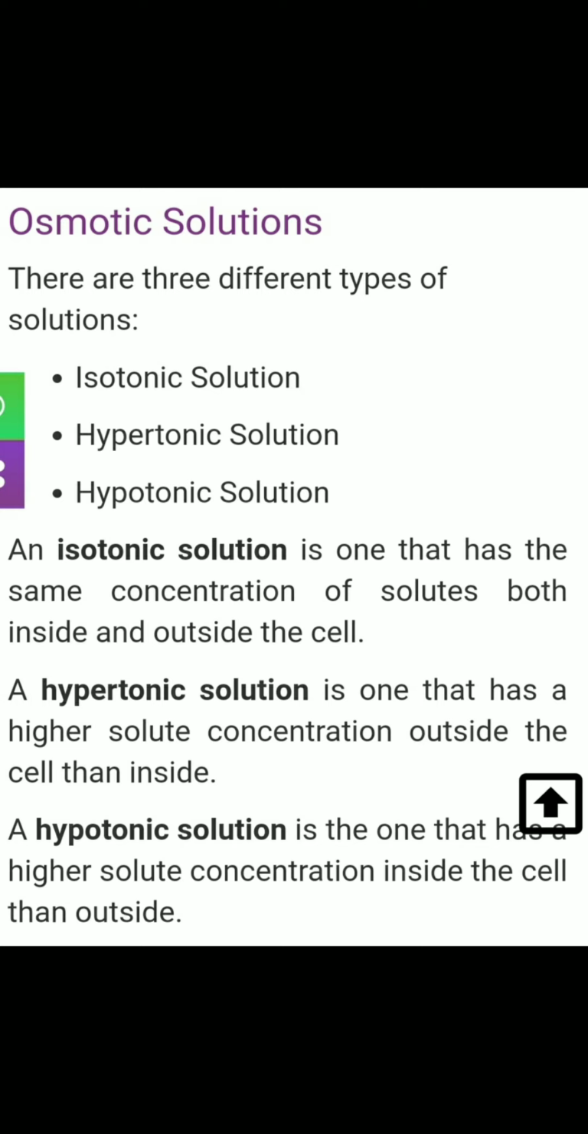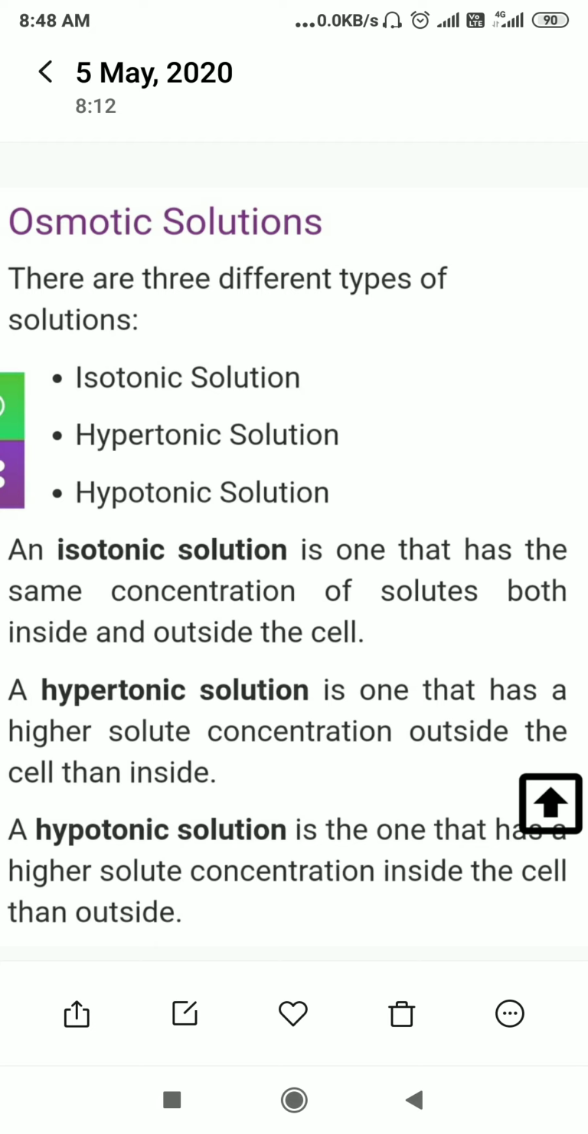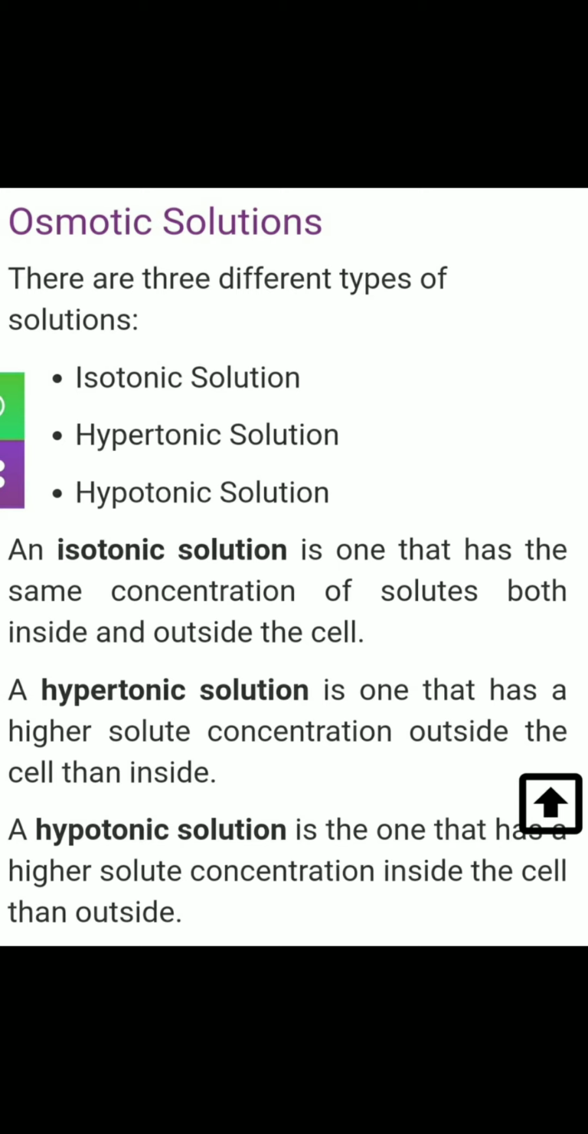And now coming to the next solution, which is hypertonic. You can easily understand, if we put the cell in such a solution whose solute concentration is high, so the water or solvent concentration is low, and inside the cell the solute concentration is low and the solvent concentration is high, then solvent will release out from the cell into the surrounding environment, and this solution is known as hypertonic solution.